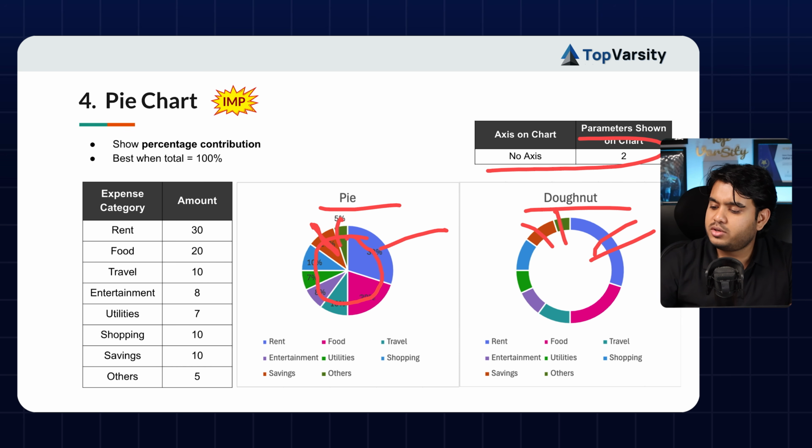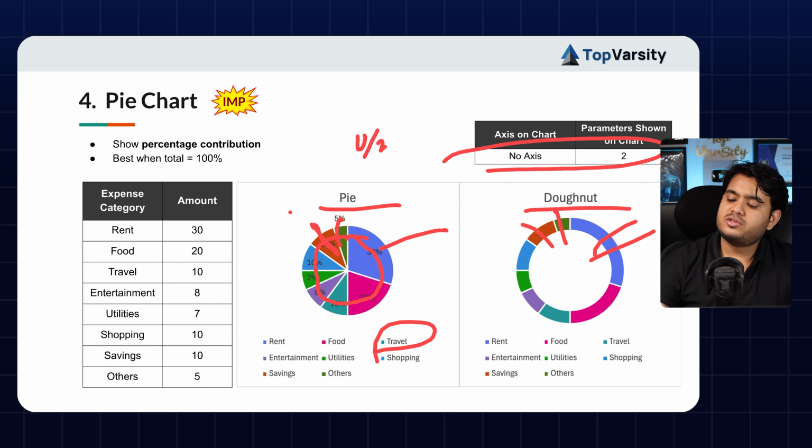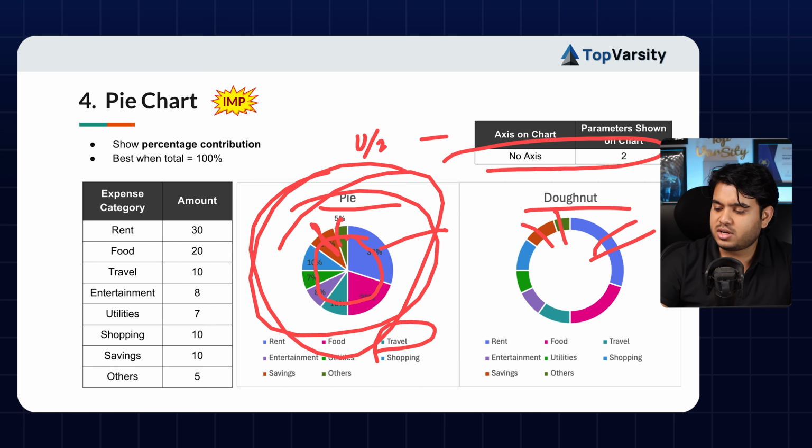Again, here only two axes will be there. First is your percentage and second one will be your travel. Actually there is no axis in the chart because it's circular, but there are two parameters you can show on the chart. First is your value and second is your category. This is value and this is your category, so you can compare those two here.